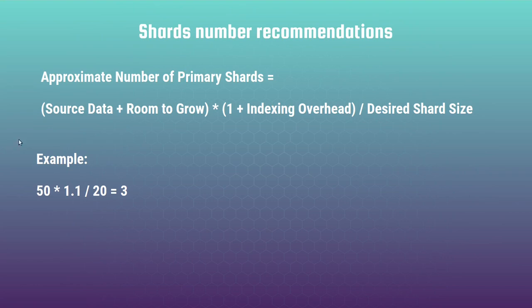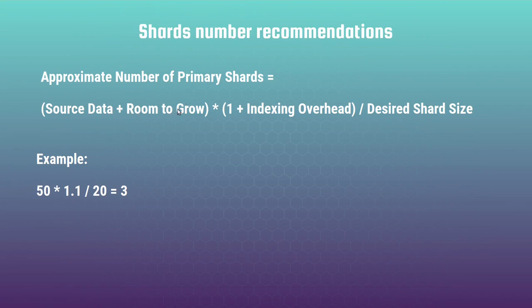So let's take an example. Let's assume that our source data is 25 gigabytes and we expect growth within the next year of 25 gigabytes more. So we take that 50 and multiply it by 1.1, and we assume that we want a shard of about 20 gigabytes, and finally we get 3 primary shards. Why are we adding room to grow here?